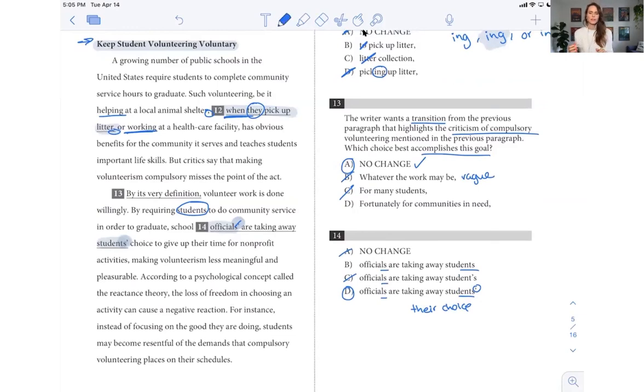So within the context of the passage, it talks about volunteering and voluntary right up here in the title, which you can already see it's playing on the idea that volunteering, it's in the name, that volunteering should be voluntary. So it makes more sense here that it's just by its very definition. By saying whatever the work may be, volunteer work is done willingly. That's kind of vague, right? Whatever the work may be. That's not even volunteer work. And we're in a volunteering passage. So we really want to make sure that it ties back to that for those types of questions.